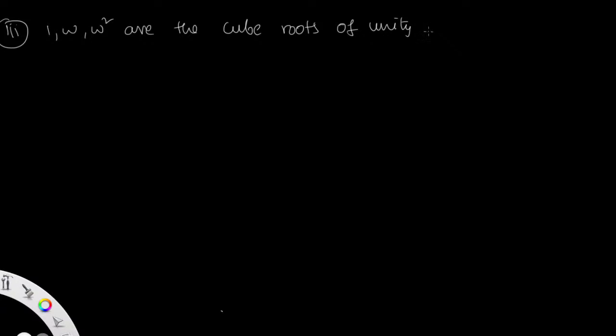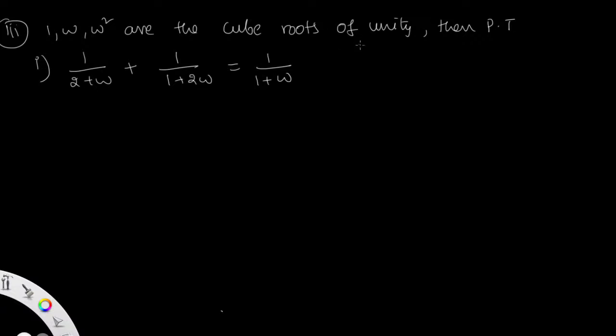Then prove that the first question is given. Already we have completed all these problems; this is just for revision: 1 by (2 plus omega) plus 1 by (1 plus 2 omega) equals 1 by (1 plus omega). So 1, omega, omega square are the cube roots of unity. Then prove this value.